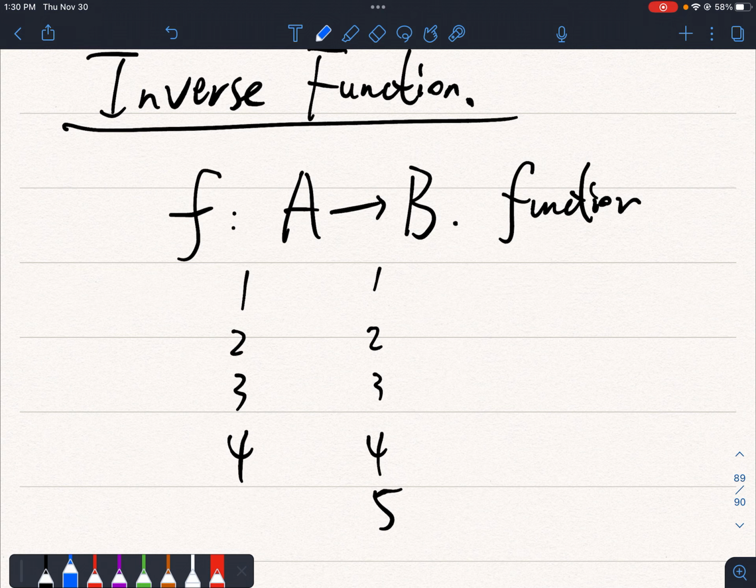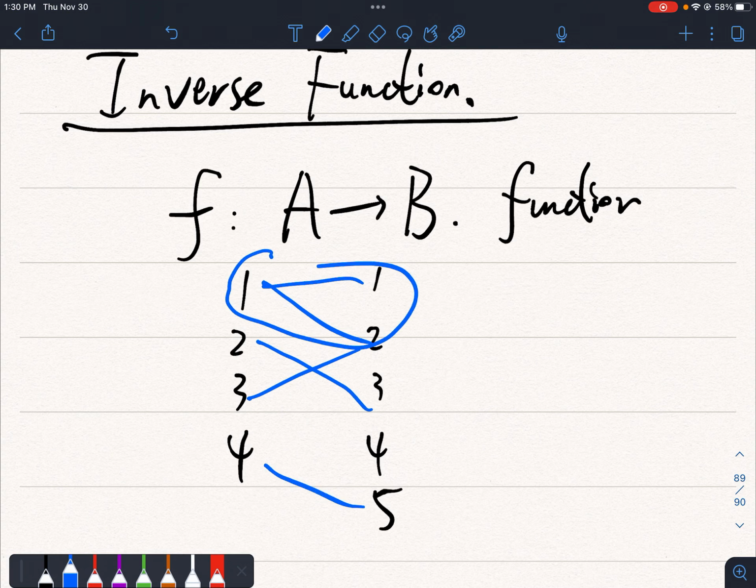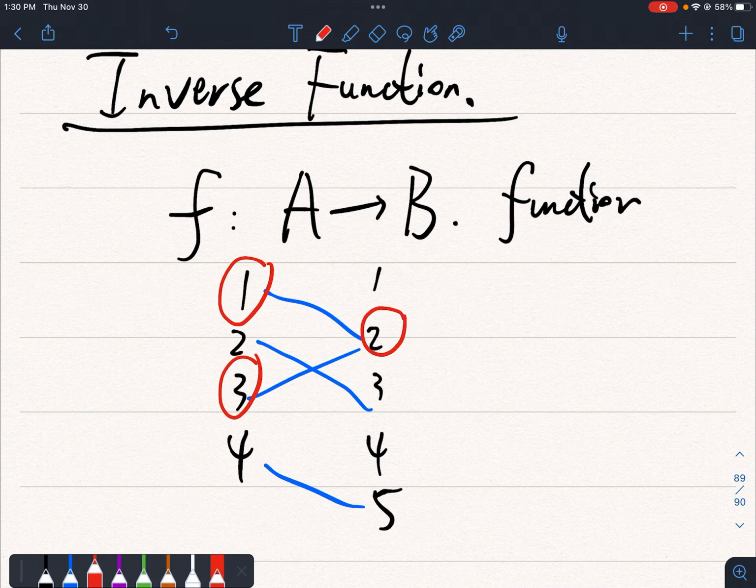The first one is, for example, let's look at 1, 2, 3, 4, and 1, 2, 3, 4, 5. Then let me ask, is this a function? This is not a function, because 1 cannot be mapped into 2 points. If it's a function, then it has to be something like this. And then my question is, if let's say 1 is mapped to 2, then is this function 1-to-1? The answer is no, because 1 and 3 are mapped to the same point. If this happens, then we say this function is not 1-to-1.